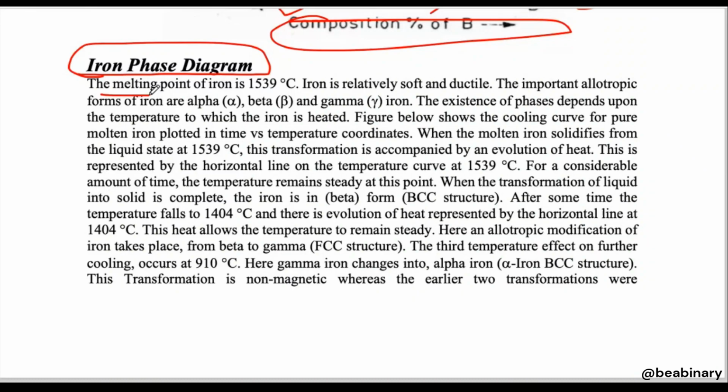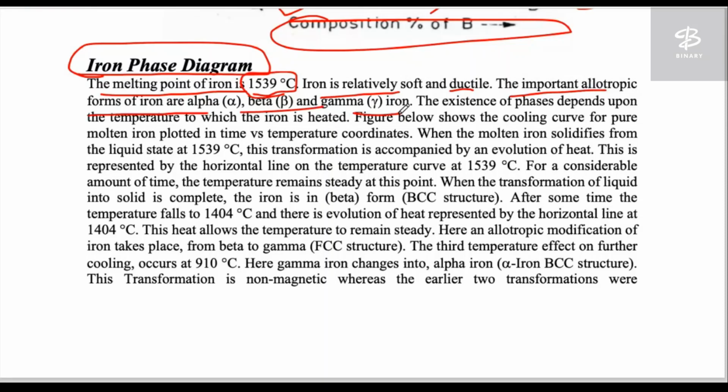So the melting point of iron is 1539 degrees centigrade. So when you reach this particular temperature, then iron will start melting. Okay, so iron is a relatively soft and ductile material. The important allotropic forms of iron are alpha, beta, and gamma iron. So alpha, beta is not arbitrary here. It is the name of that particular allotrope.